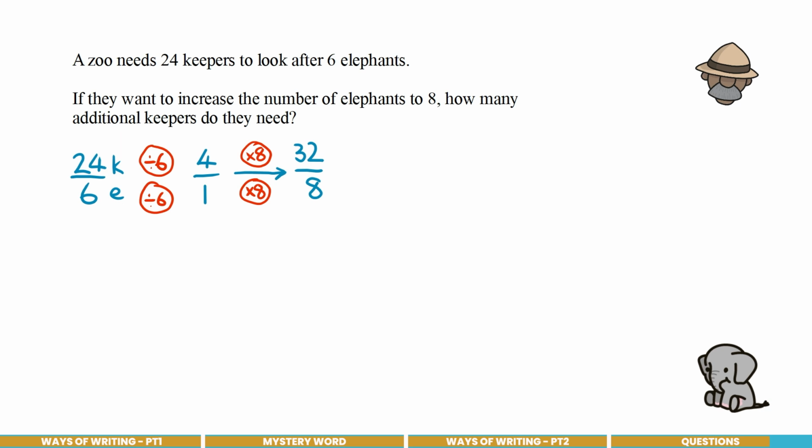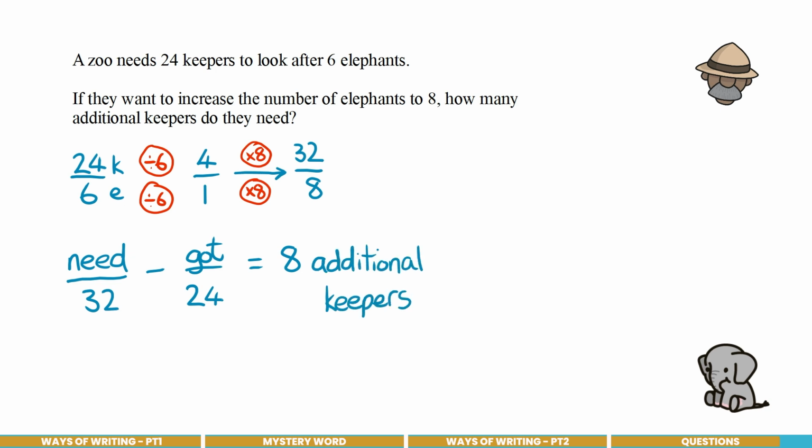So, did you get the answer 32? If so, you weren't quite right, and this shows the importance of reading ratio questions, or any question for that matter, really carefully. The question actually asked, how many additional keepers do they need? We know they need 32 in total, but they already have 24, so the additional keepers they need is 32 minus 24, which is 8.